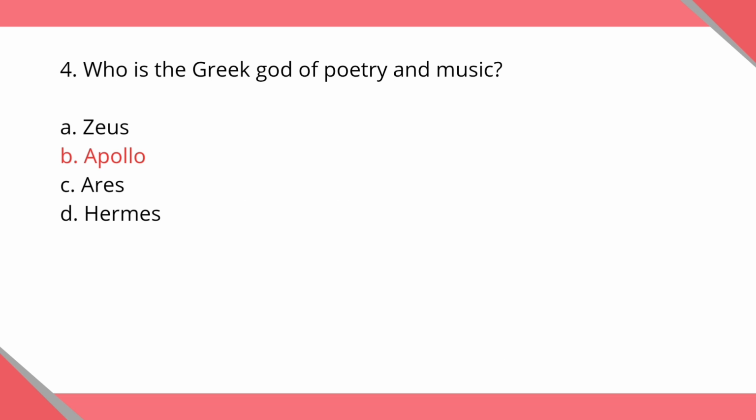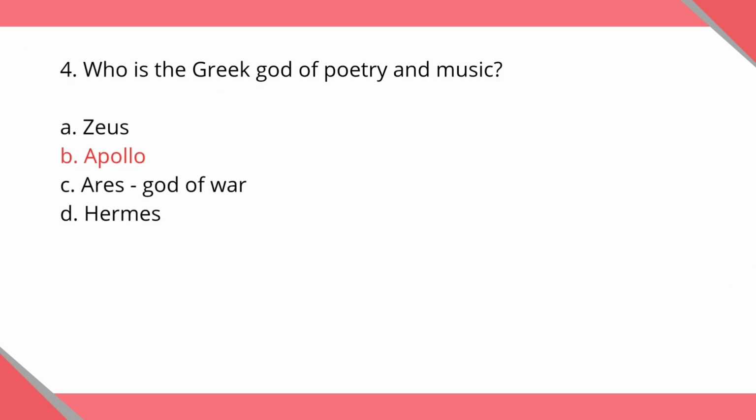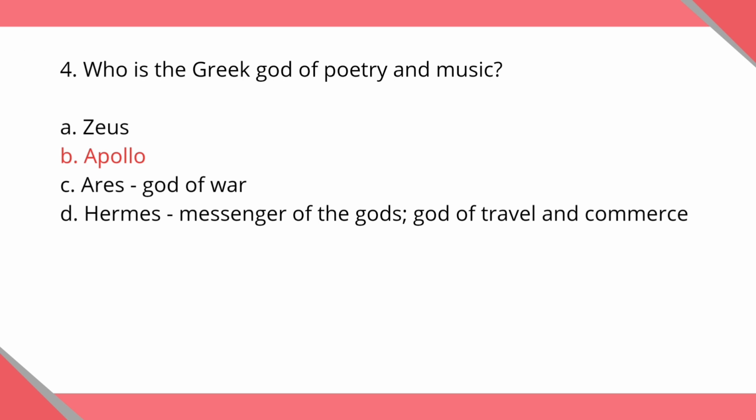Apollo. He is the Greek god of poetry, music, arts, prophecy, and healing. He is often associated with the lyre, a musical instrument, symbolizing his role in music and poetry. While the option C. Ares is a god of war. The option D. Hermes is a messenger of the gods. He is also the god of travel and commerce.